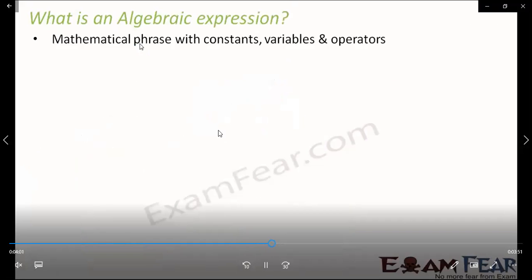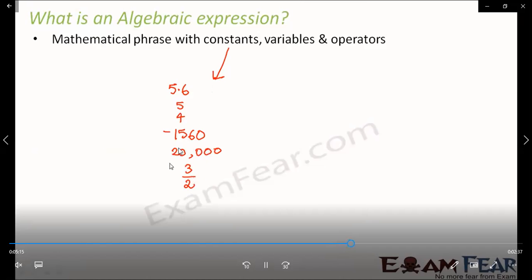Next point, mathematical phrase with constant, variables, operates. When we have a question, what is the constant? The constant is any number without any variables, like 5.6, like 5, 4, negative 1560. All of this is called constants. It's without any variables. Okay, so this is called constants.